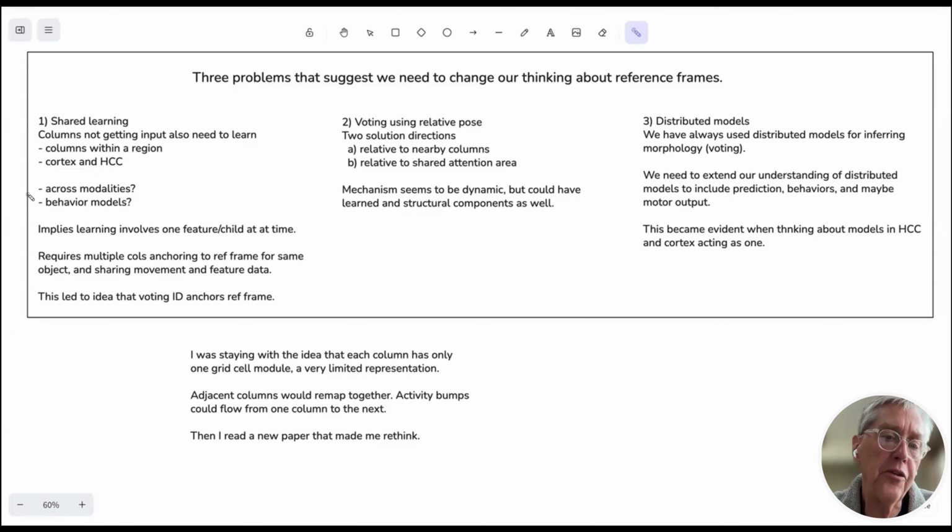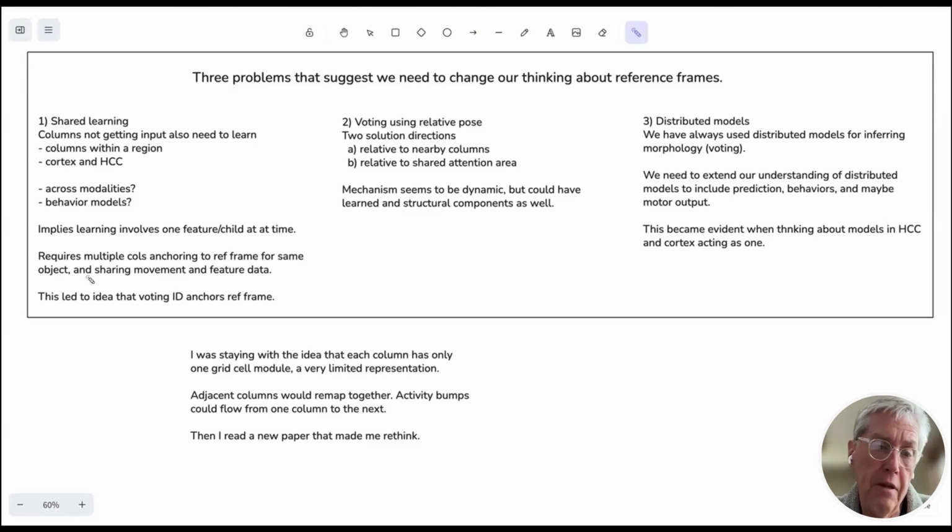It's not clear whether this shared learning occurs across modalities. We think it might: if I'm learning something via vision, am I also training the tactile column, the touch sensors, and does it apply to behavior models? Anyway, it does imply that if I'm sharing some learning globally, that is basically learning one feature at a time, or one child object at a time, and sharing that with a lot of other columns in the neocortex. This requires that multiple columns are anchoring to the same reference frame for the same object, and somehow sharing movement and feature data.